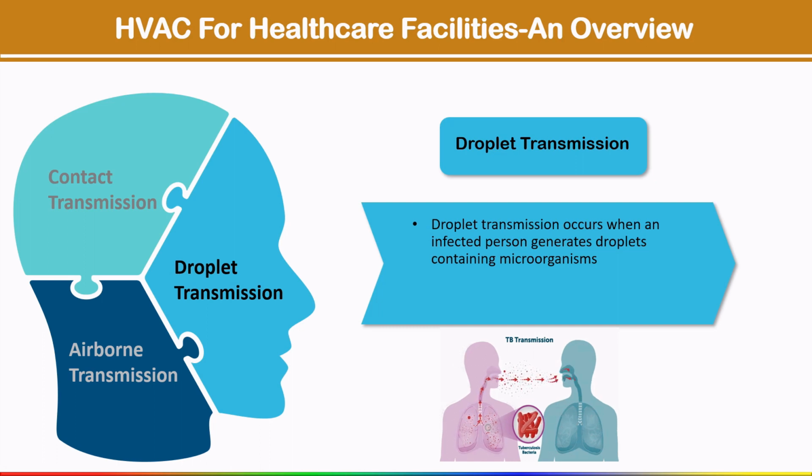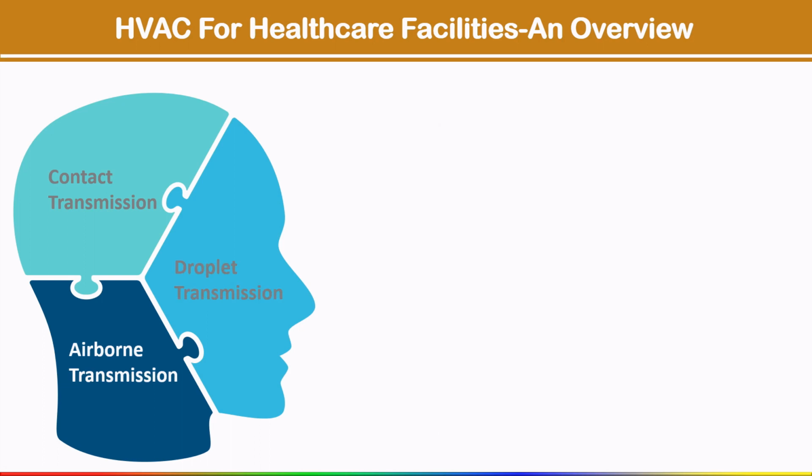Droplets do not remain suspended in the air, so special air handling and ventilation are not required to prevent droplet transmission. Second point: a person coughing, sneezing and talking generates droplets. Other procedures such as suctioning and bronchoscopy are also a source of droplets. So this is all about droplet transmission.